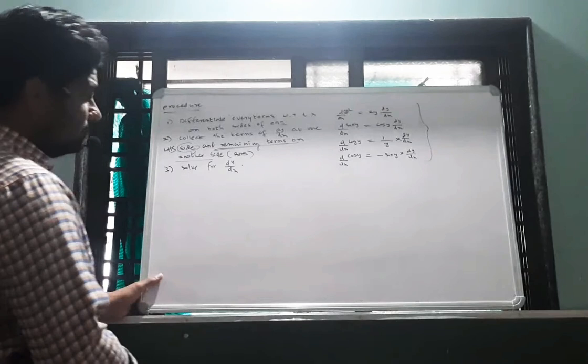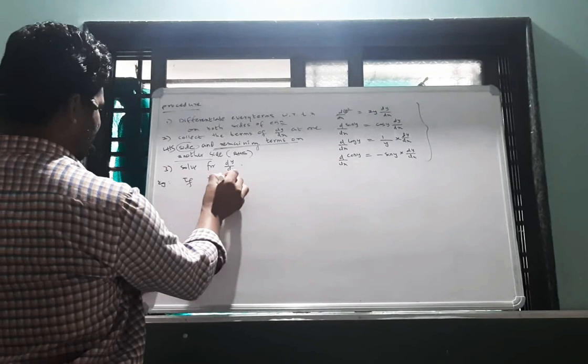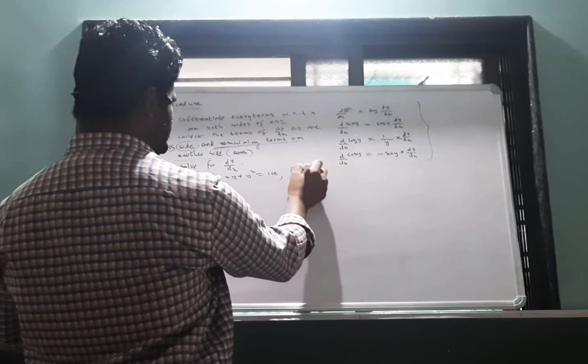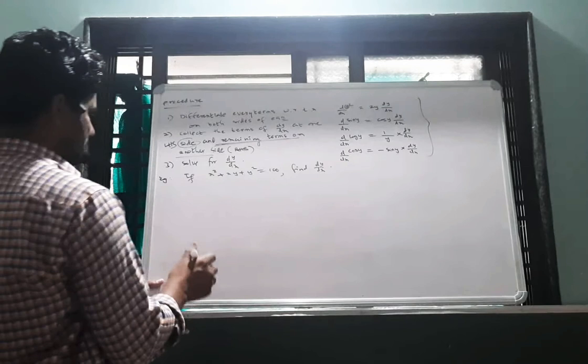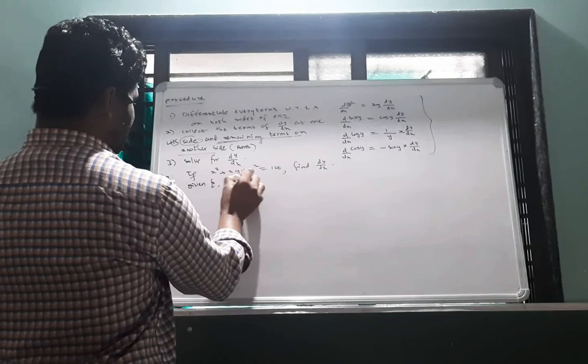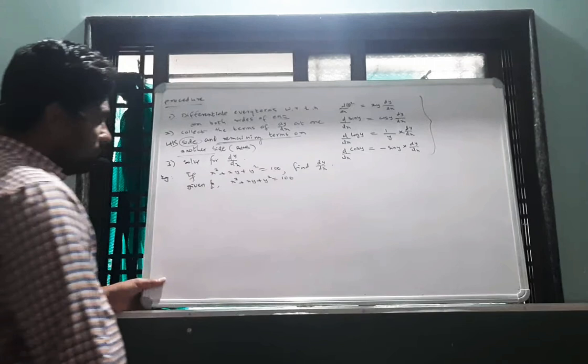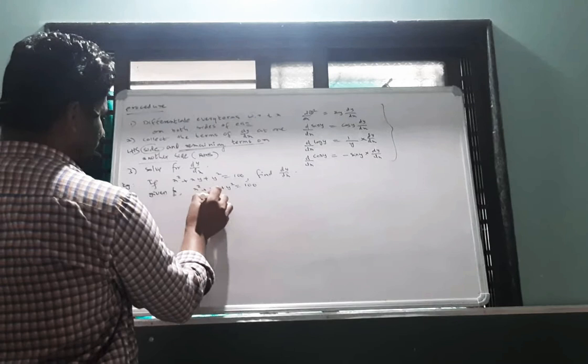If x square plus xy plus y square equals 100, find dy by dx. That is, find the derivative of x square plus xy plus y square equals 100. First I write the given function. We have to find the derivative of y with respect to x, so we differentiate with respect to x only, because we want dy by dx.